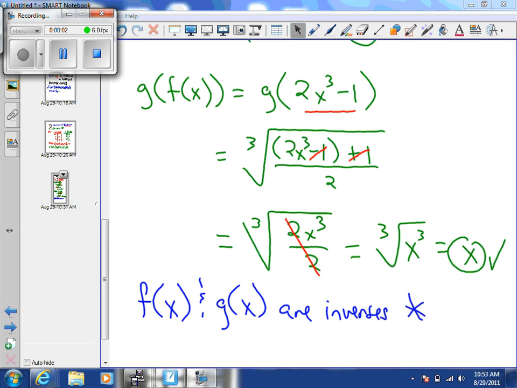So those are the inverses. We just verified that f and g are inverses. I had to stop the video and start a new one. I think there's a 15-minute time limit, so this is part 2, just continuing on here.